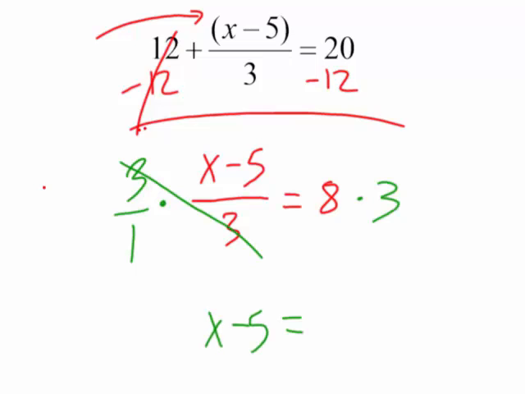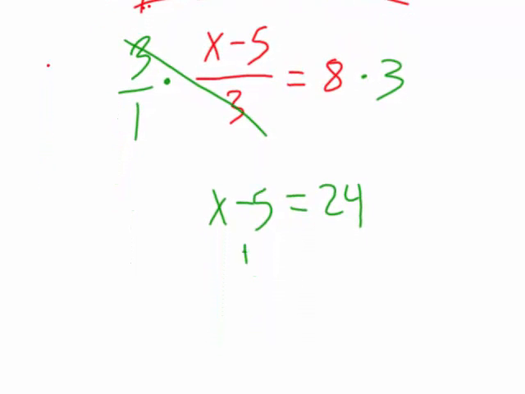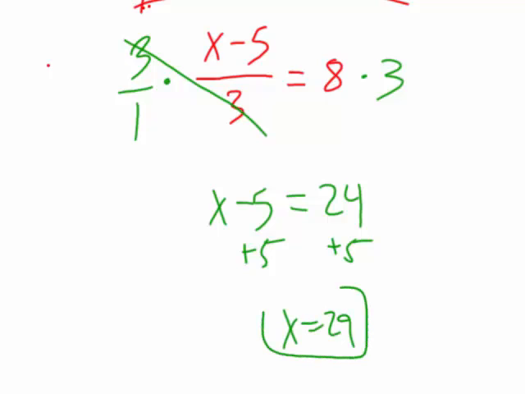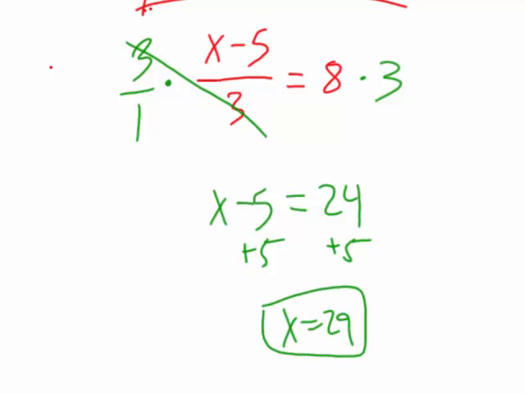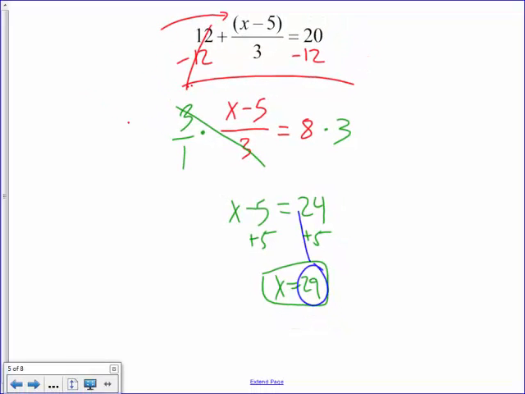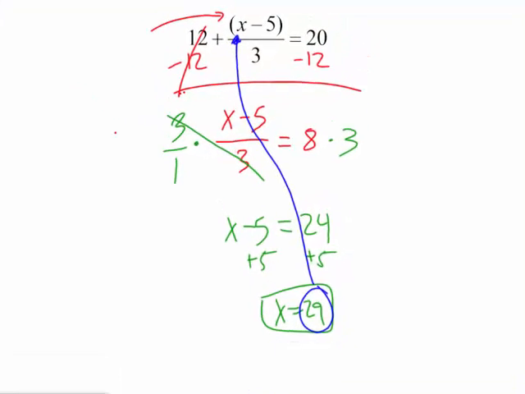That's why you do the inverse, because they cancel. And that equals 8 times 3, which is 24. And then we add our 5 to give us x equals 29. And remember, if you're not sure if you got the answer correct, you can always plug this in for x up here and type it into your calculator.